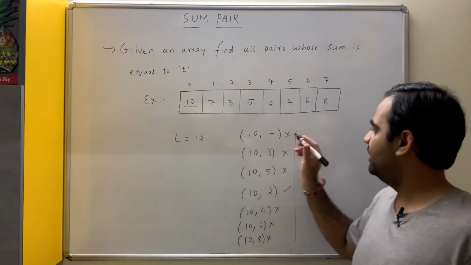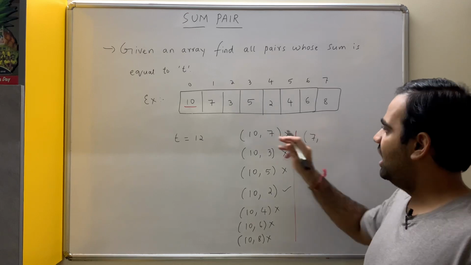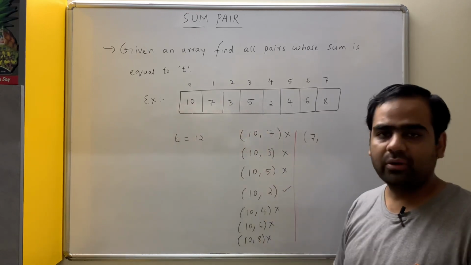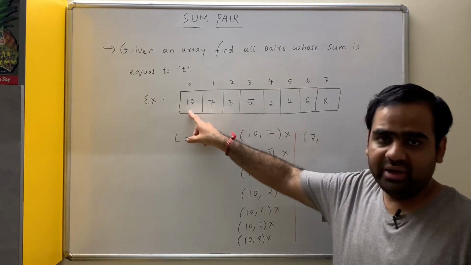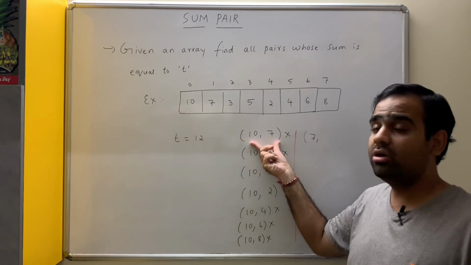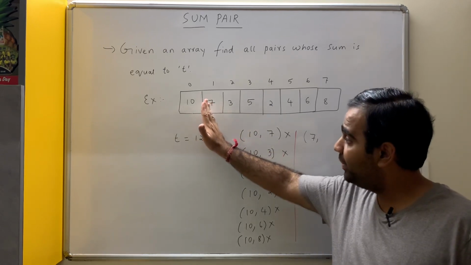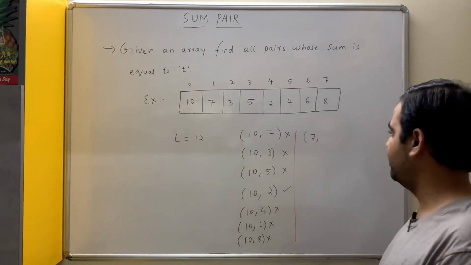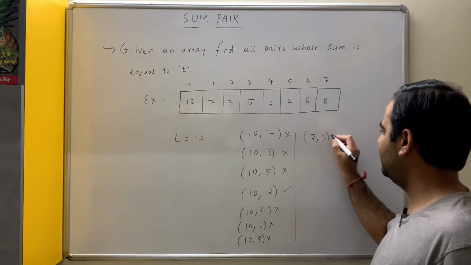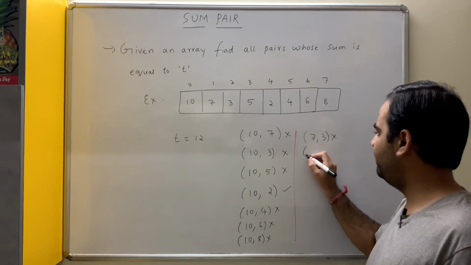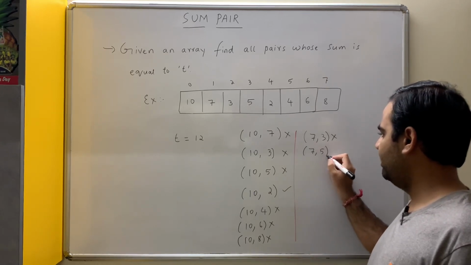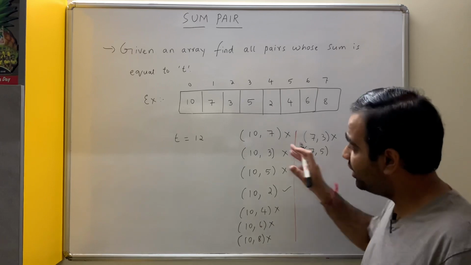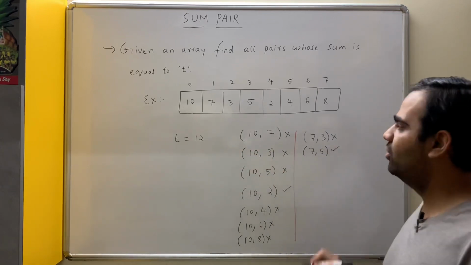Now take 7 and find all the pairs with respect to 7. Now will you check again 7 and 10? No, because 10 and 7 is already checked. Therefore make the pairs by considering the elements only on the RHS. Now 7 and 3 is 10. It does not form a pair. 7 and 5, 7 plus 5 is 12, whose sum is equal to t, therefore it is a pair.